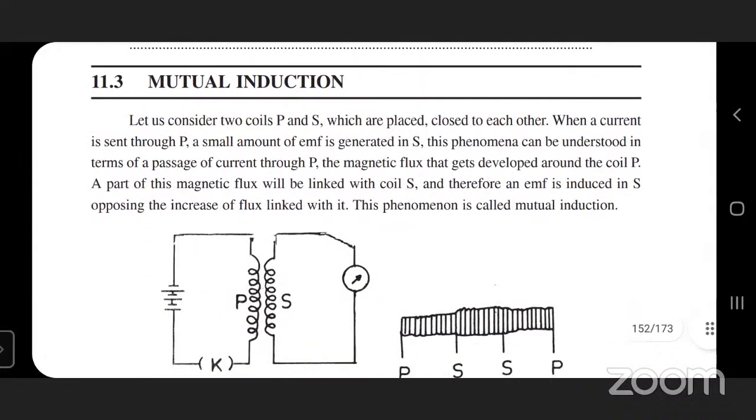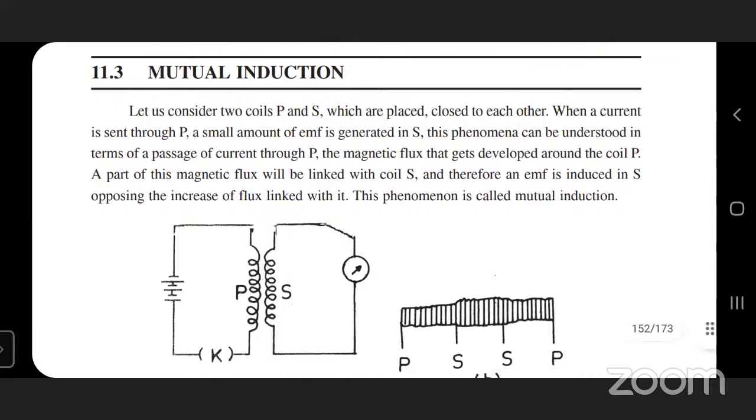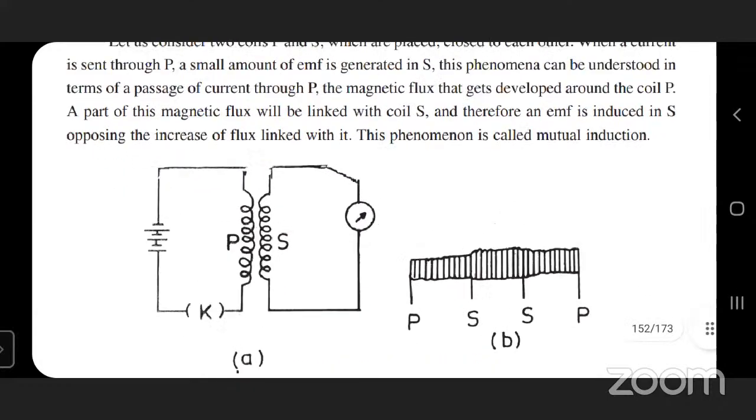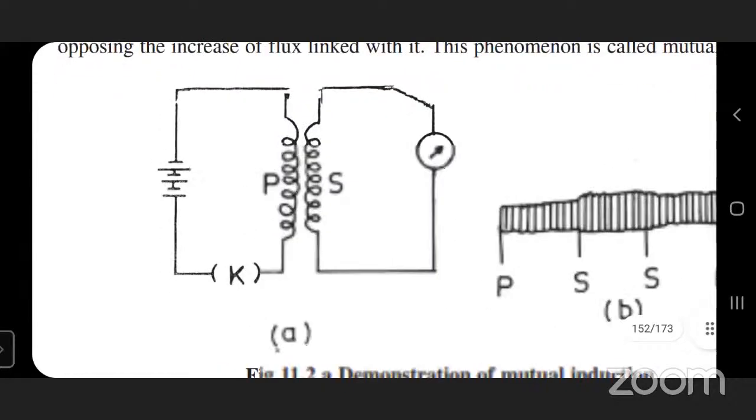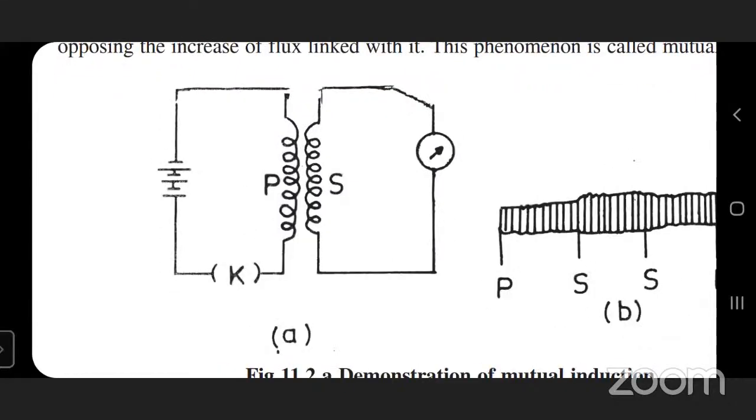Next, what is the mutual inductance of a coil here? When you speak about mutual inductance, it needs two coils: one is the primary, another one is the secondary. Now let us discuss from the figure here. You can easily observe what the figure is indicating.